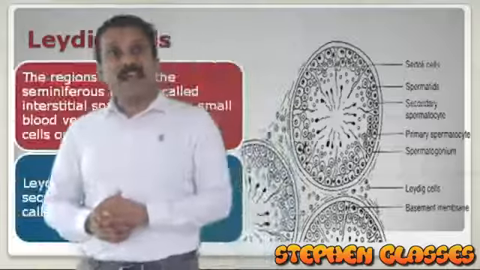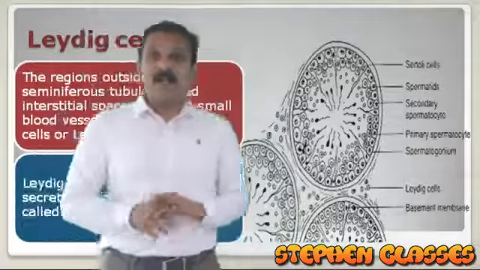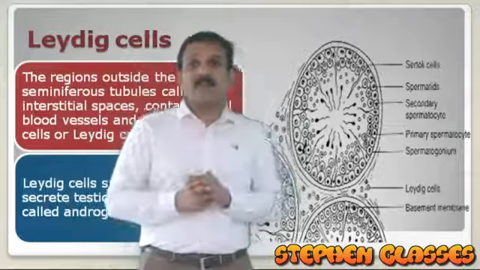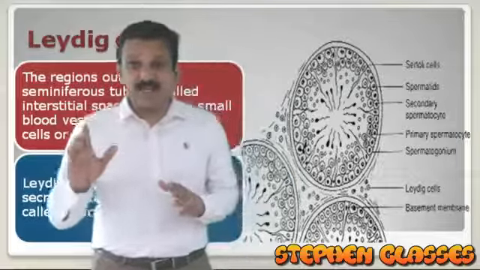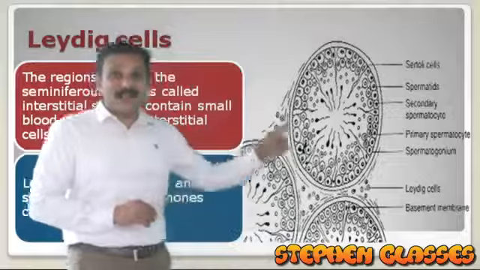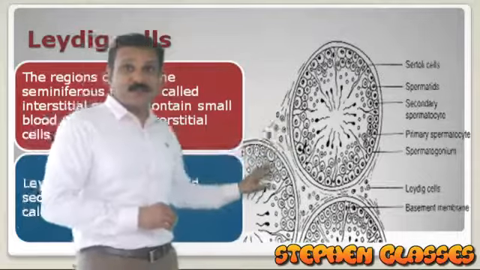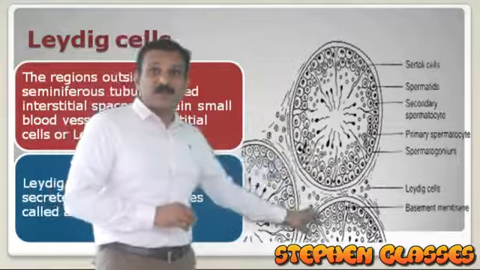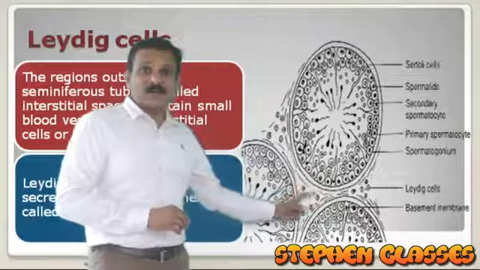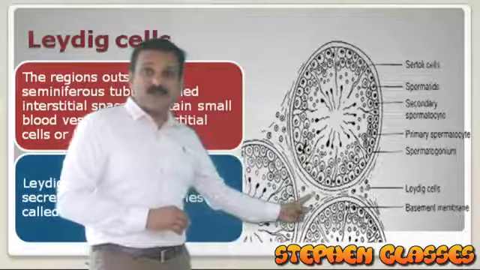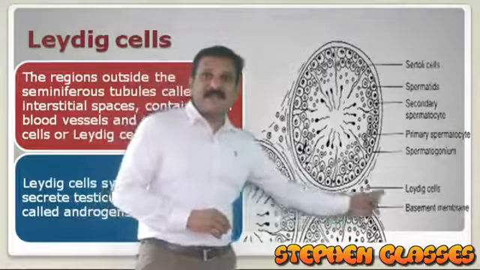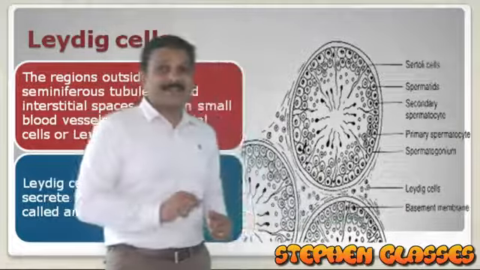It is about the Leydig cells. You know, Leydig cells are not found within the seminiferous tubule. Leydig cells are the cells which are found outside the seminiferous tubule. Here, in this picture, I have shown three seminiferous tubules in a cross-sectional view. Outside the seminiferous tubule, I have labeled some cells, and these cells are called Leydig cells.